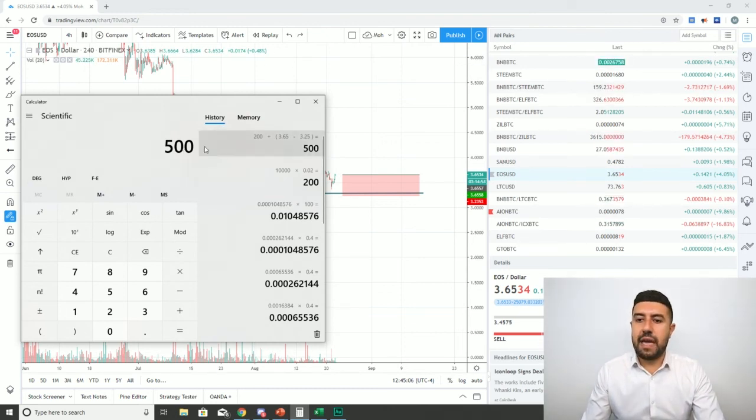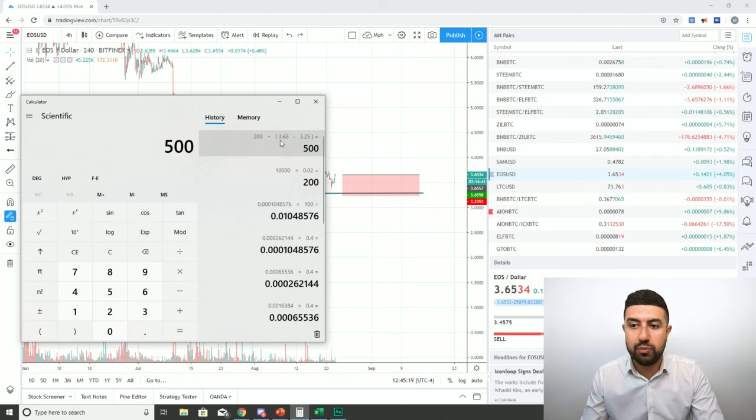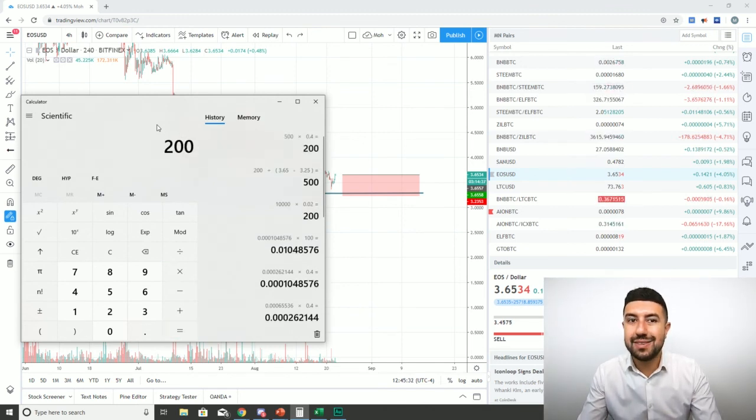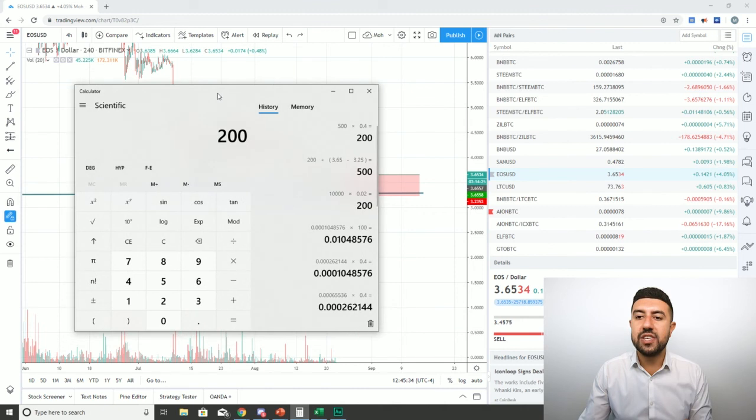And it makes sense, right? Because if I have 500 coins and I buy them at $3.65 and the price starts dropping, well, how much is it going to drop by before I take my loss? It's going to drop from $3.65 to $3.25. That's a drop of how much? That's a drop of 40 cents. Now, if I lose 40 cents times 500 coins, I'm losing what? $200.